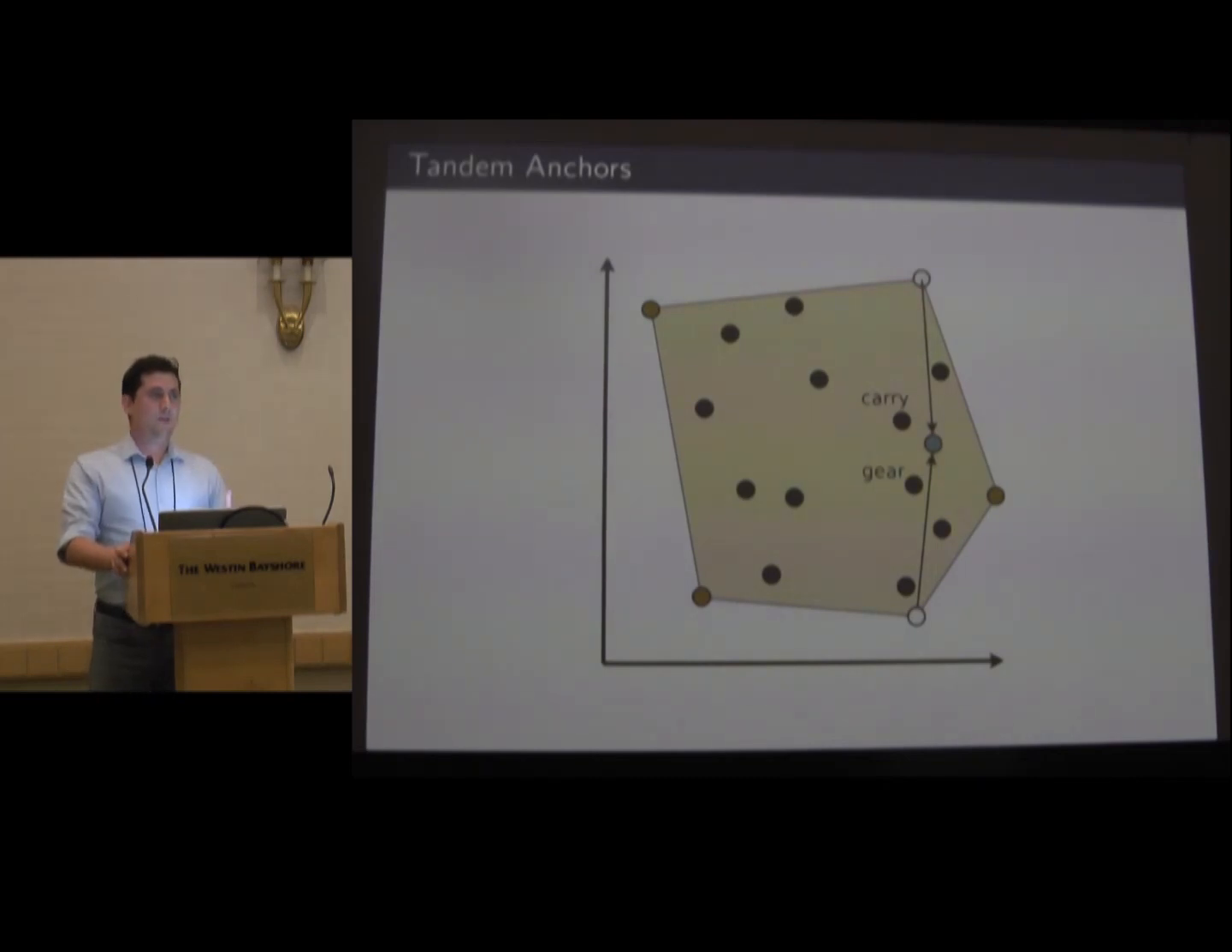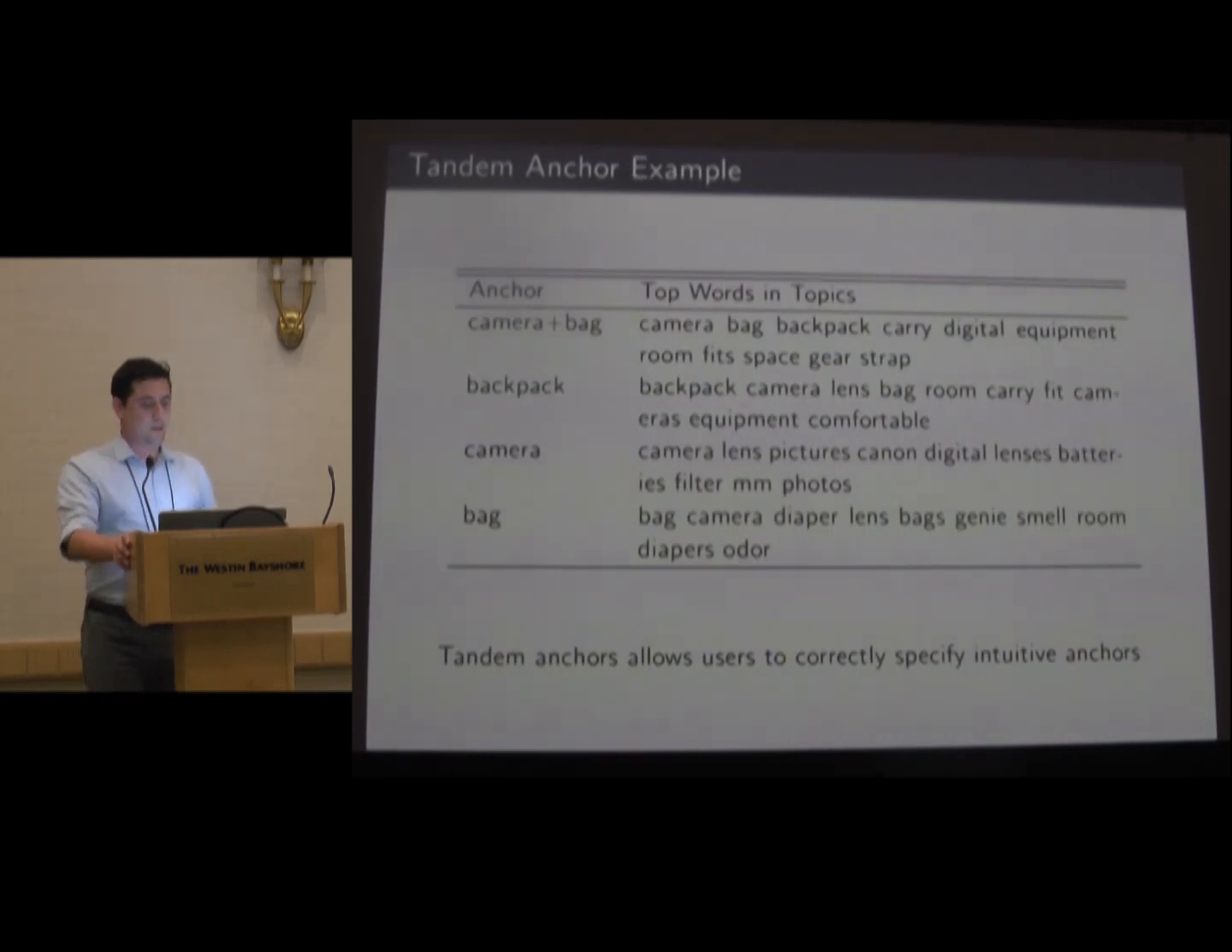And then what happens is this new point in space, while it doesn't correspond to a word, it does serve as an anchor, and we can find words that are related, find words that should be in this topic. It turns out that this method does work. Here we have the camera plus bag topic. This tandem anchor does seem to express a topic that is very similar to the backpack topic, but the anchor words that go into this tandem anchor are much more intuitive for a user.